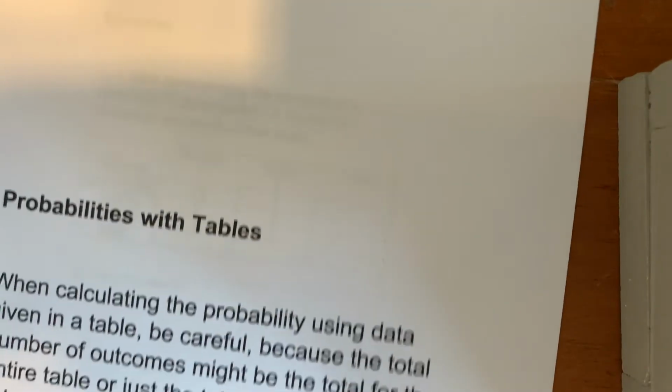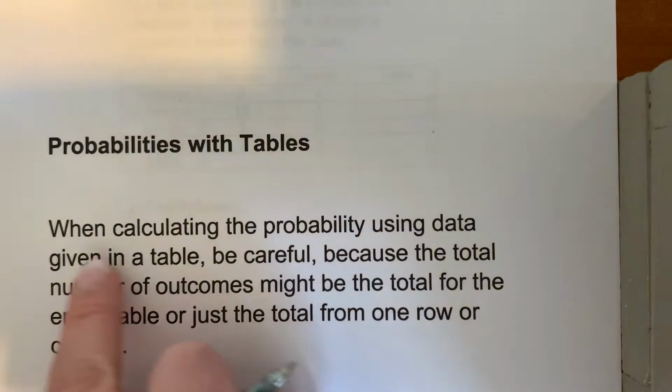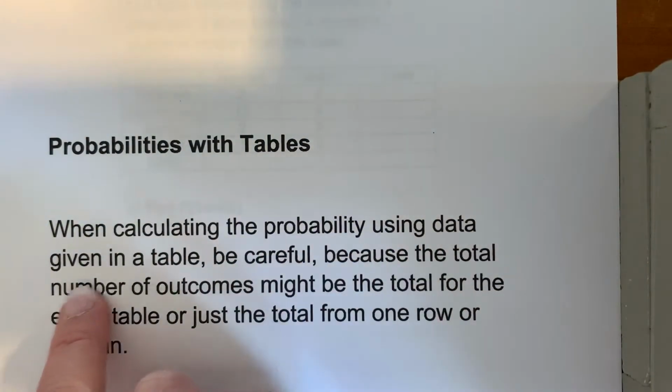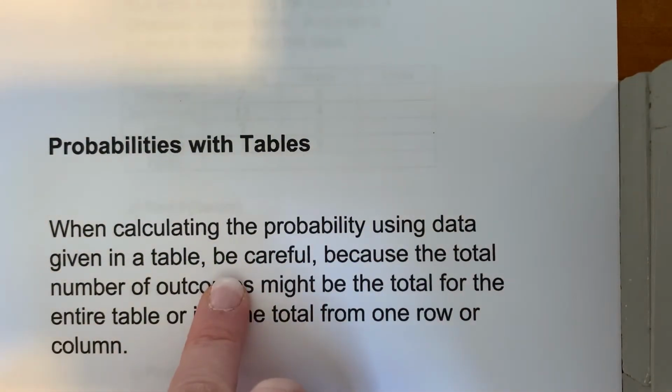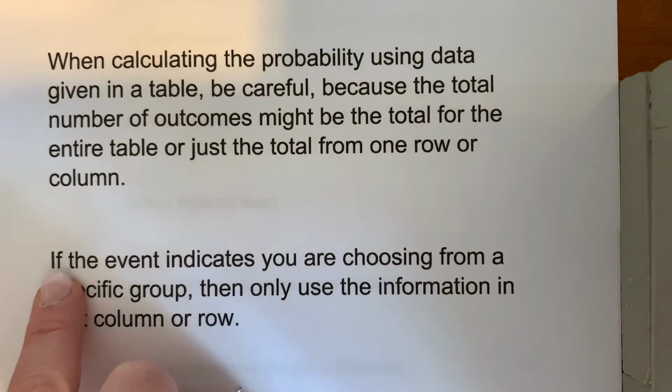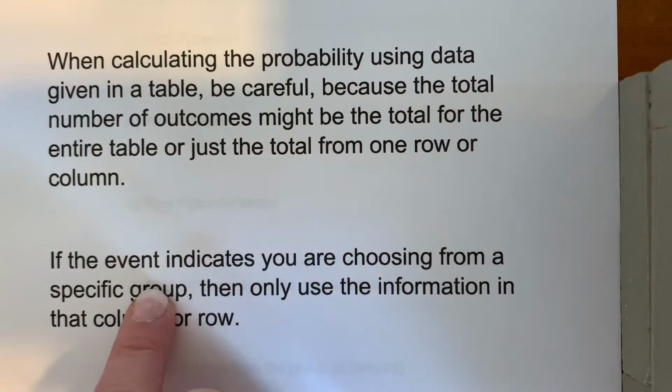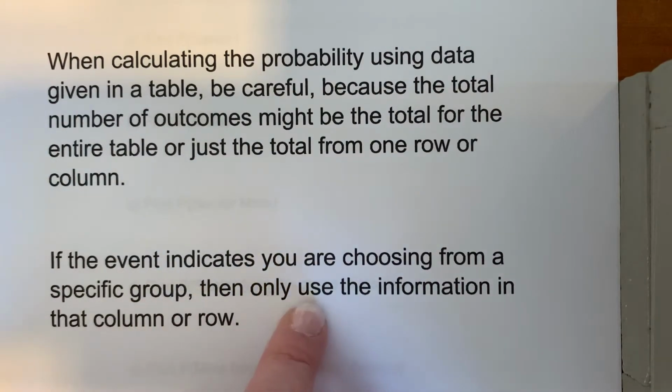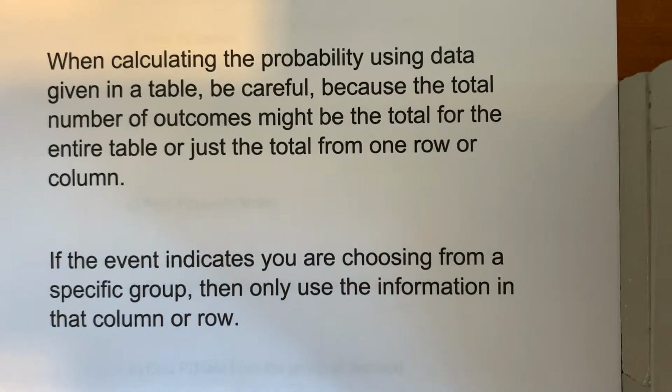Right, now for the real stuff. So probabilities with tables. When calculating the probability using data given in a table, be careful, because the total number of outcomes might be the total for the entire table, or just the total from one row or column. If the event indicates you are choosing from a specific group, then only use the information in that column or row. So you got to really pay attention. What is the question asking me for?